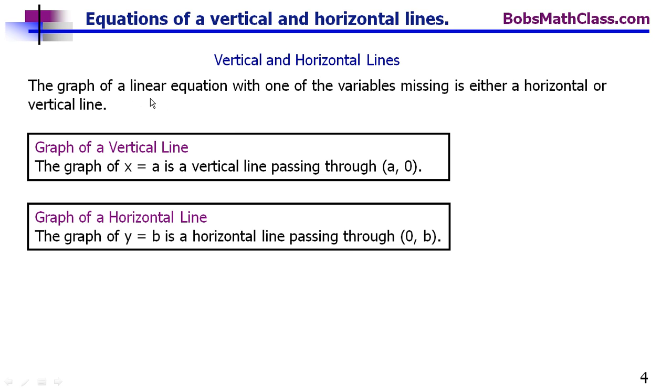I wrote up here that the graph of a linear equation with one of the variables missing is either horizontal or vertical. So if you only see one variable, either x or y, but not both, then it's either a vertical or horizontal line. So if you have 2x plus 3y equals 6, that is neither a horizontal or a vertical line because both variables are present. So if you only have one letter, it's either vertical or horizontal.